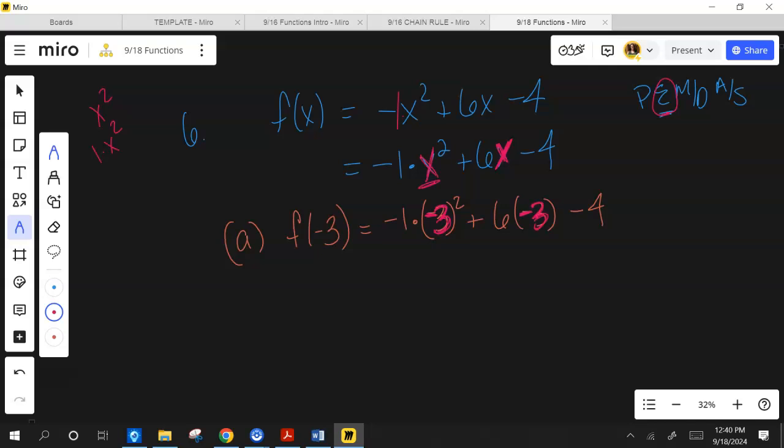Okay? Now let's solve it. Exponents come first, yes? All right. -1, what's (-3) squared?